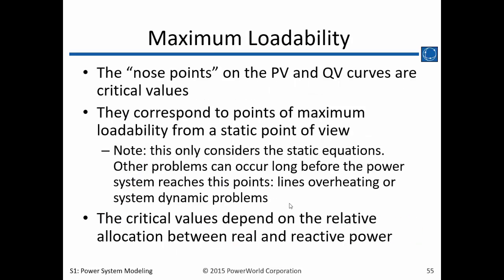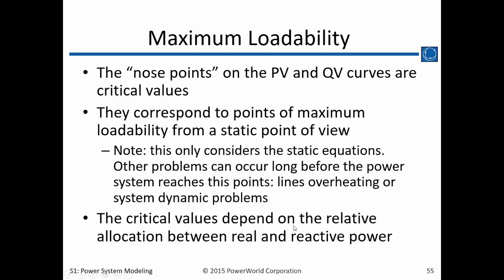The nose points on the PV and QV curves are critical values. They correspond to points of maximum loadability from a static point of view. Keep that in mind, this is not dynamic, we're talking about static. This only considers these static equations. Other problems can occur long before the power system reaches this point, like lines overheating or system dynamic problems. So those nose points on curves are not absolute failure or divergence points of your load flow solution. There could be other situations where you actually would fail prior to that because of these things here.